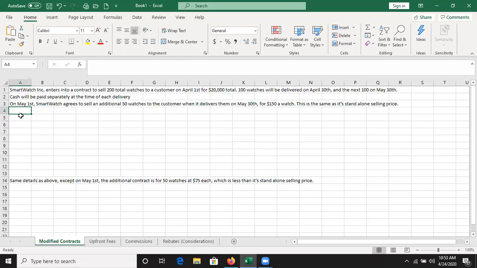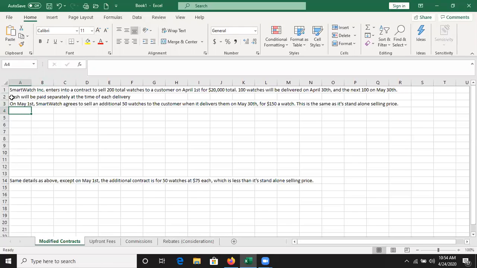So to talk about modified contracts, let's just look at the example I put up here. Smartwatch Inc. enters into a contract to sell 200 total watches to a customer on April 1st for $20,000. 100 watches will be delivered on April 30th and the next 100 on May 30th. Cash will be paid separately at the time of each delivery. Okay?